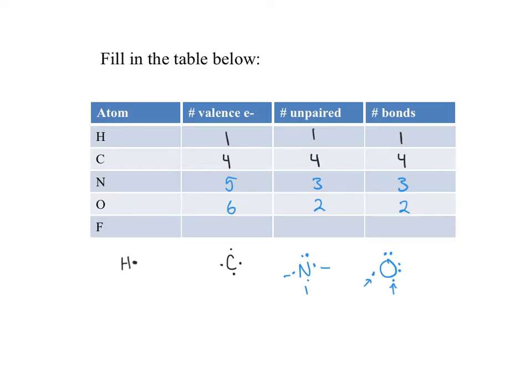And then if we think about fluorine, fluorine's in group 17, so it has 7 valence electrons. So 1, 2, 3, 4, 5, 6, 7, not 8. So there's 1 unpaired electron, and it can make 1 bond.